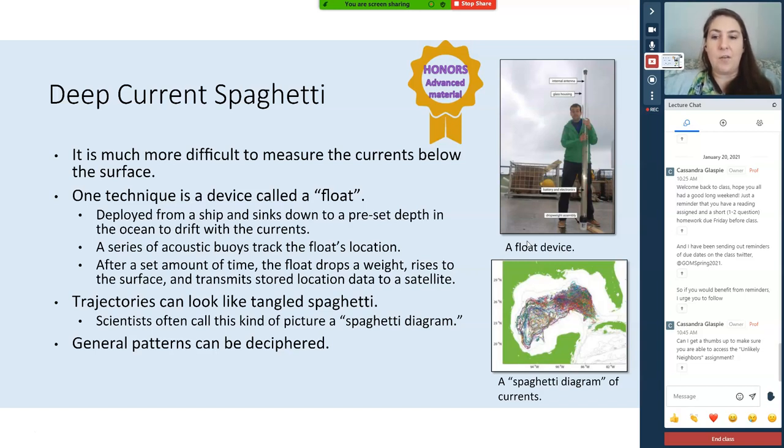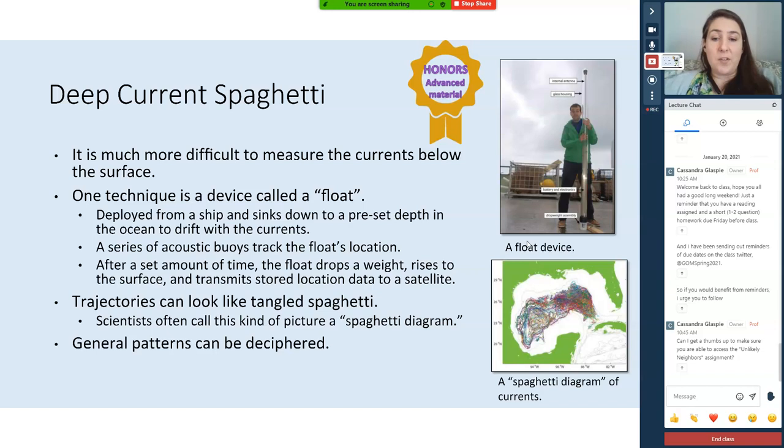And then they have, throughout the Gulf of Mexico, a series of acoustic buoys that are able to ping and track the float's location over time and give real-time data for that. And then after a set amount of time, the float will drop its weight and rise to the surface and transmit its data to a satellite. So you'll get all sorts of data depending on what sensors you have on the float, for instance, temperature, pressure.